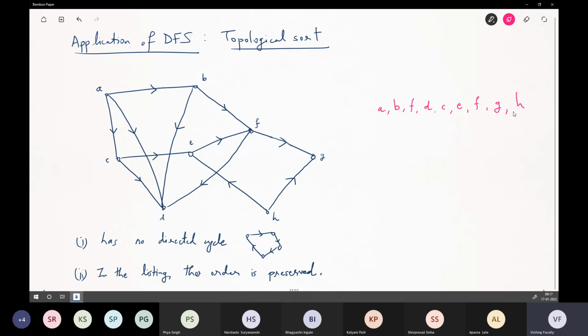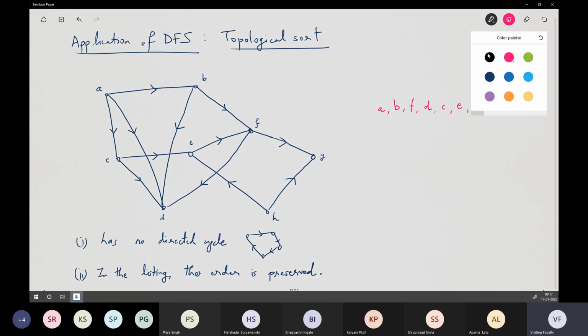So when you read from left to right, the direction is preserved at least by one pair for every vertex. For instance, if you pick F, either E to F or F to G, at least one of these two should be true. That's the idea. So in the listing, the order is preserved.